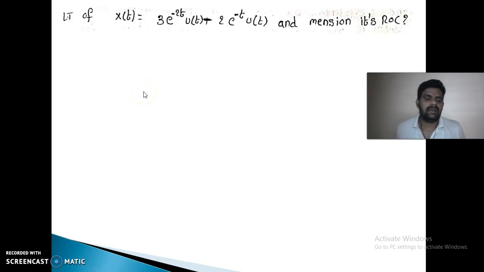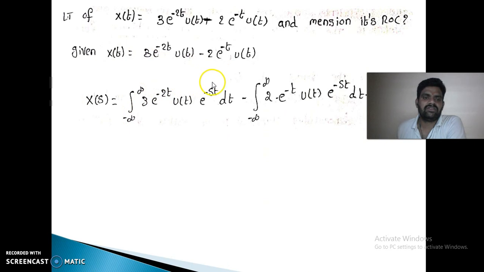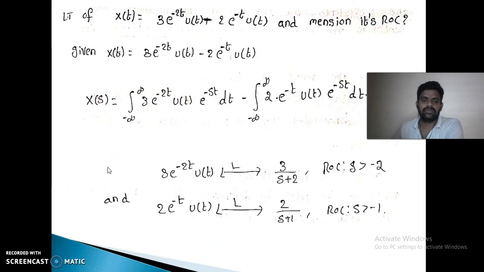Next, find the Laplace transform of 3 e power minus 2t u of t minus 2 into e power minus t u of t, and mention its ROC. This is another type of problem. So x of t equals 3 into e power minus 2t u of t minus 2 into e power minus t u of t. Taking the Laplace transform on both sides, 3 into e power minus 2t u of t is paired with 3 by s plus 2, and its ROC is greater than minus 2. And 2 into e power minus t u of t is paired with 2 by s plus 1, and its ROC is greater than minus 1.